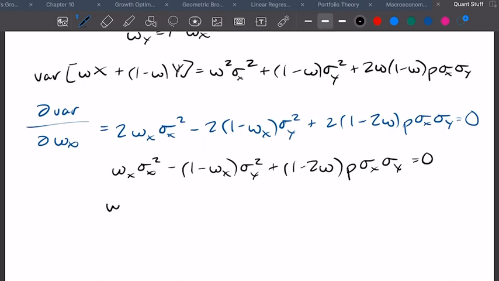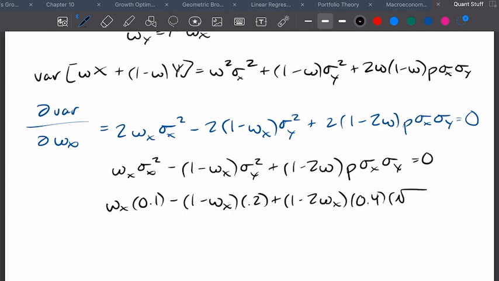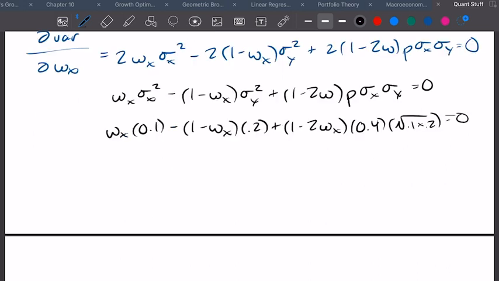Now let's plug in the known variables. All the unknowns are just the weight of X, but we do know the variance of X, which is 0.1, minus 1 minus the weight of X, and the variance of Y is 0.2, plus 1 minus 2 times the weight of X. The correlation is 0.4, and the standard deviation of both is 0.1 times 0.2. And this actually turns out to become a linear equation, which we can just quickly solve for X. When you put this into a graphing calculator, you get that the weight of X is equal to 0.768.